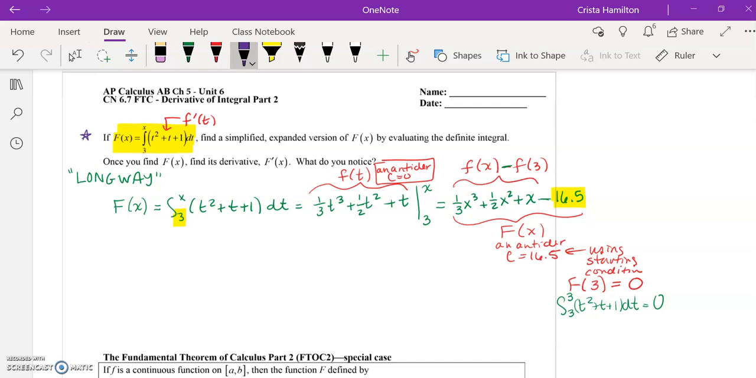Now, what they've asked you to do here is once we have found this accumulation function, capital F of x, which is starting from this initial condition of 3, they want you to go ahead and take the derivative.